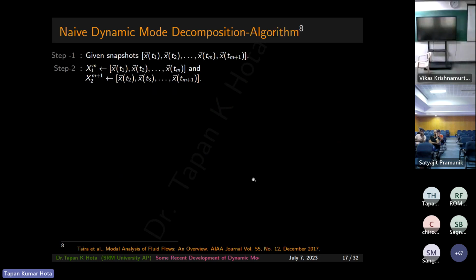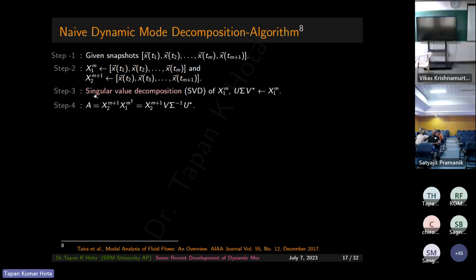Now let us look at how it can be done. For more detail about this analysis, please go to Peter Schmid's 2010 JFM work, and the very good review article by Taira et al., Modal analysis of fluid flow. They cover a lot of things, particularly POD, SPOD, and many others. So let us concentrate on our naive dynamic mode decomposition. I will tell why I am calling it the naive one. You have these snapshots. The first M you assume to be x1 to M, and x2 to M plus 1 will be shifted from the second to the last one.